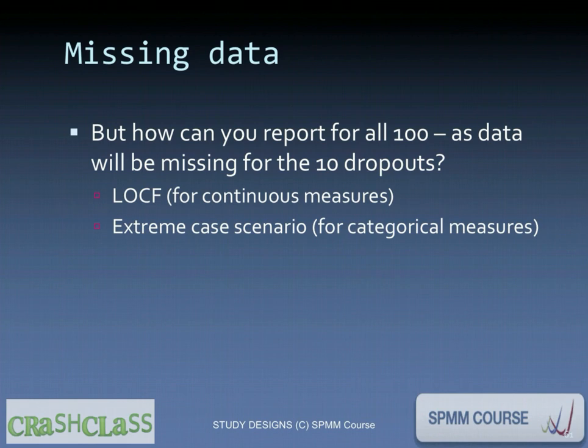There are also multiple other ways. I'm not going into details of them. There are things like bootstrap method, things like Monte Carlo simulation. There are also things like hot deck imputation, mean imputation. We're not going there today. All you need to know is, between LOCF and extreme case scenario, which situation demands you to use one and which situation demands you to use the other. Categorical measures use extreme case scenario. Continuous measures like grading scales, you use LOCF.